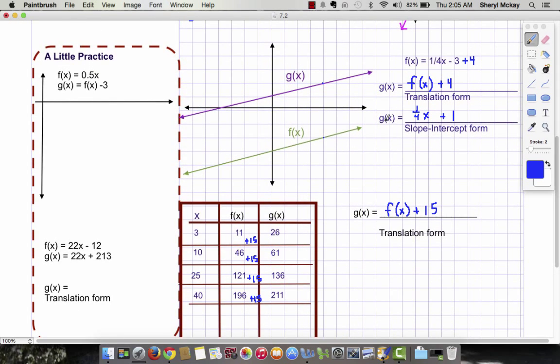All right? Now, let's have you do a little bit of practice. Here I have two problems. I have f of x equals 0.5x, and I have g of x equals f of x minus 3.